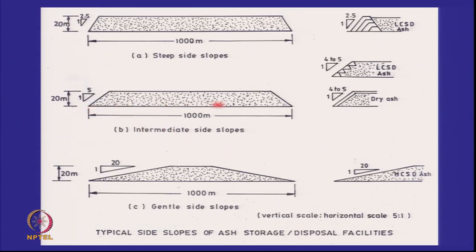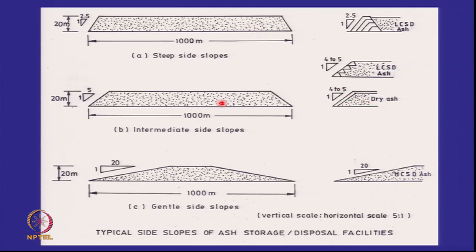I want you to look at this diagram. This is 1 kilometer is the base. The slope which I'm showing is 5:1. When does 5:1 slope occur, or 4:1 slope, either of the two? When I'm using lean concentration and I'm raising my embankment by the upstream method, I normally get 4:1 because this is hydraulically deposited. Similarly, in dry mounds also I tend to get 1:4 because this is loosely deposited ash.